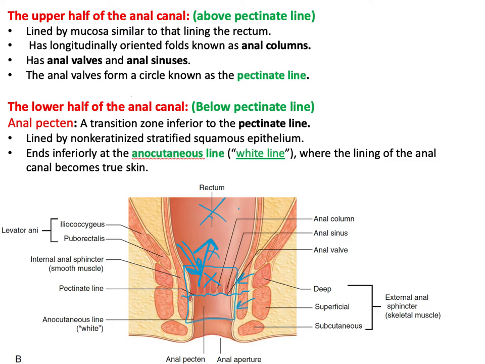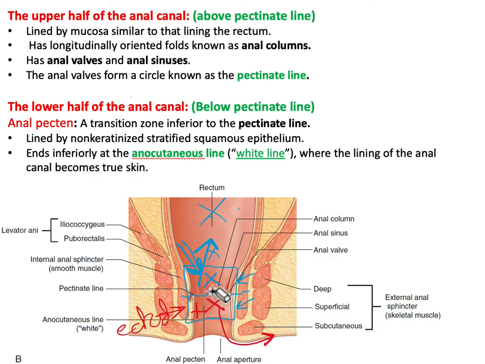While the lower half of the anal canal originates from the ectoderm. That means the tissue, the histology of the mucosa here, the blood supply, the venous drainage, the innervation, the lymphatic drainage, are very similar to the skin and the area outside, right? That's why we divide it in this way.